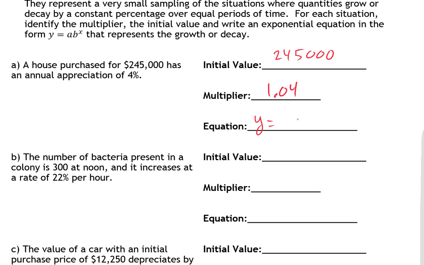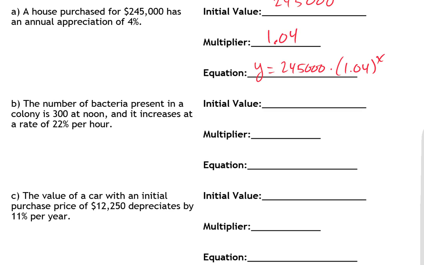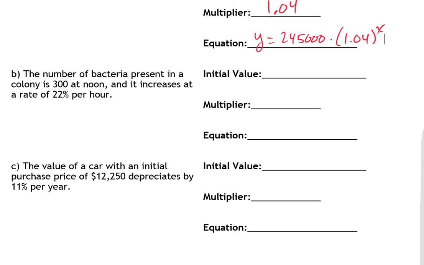Excellent. Thank you. All right, next one. The number of bacteria present in a colony is 300 at noon, 12 o'clock, and it increases at a rate of 22% per hour. First of all, what's my initial value? 300 of the little bugs. What's my multiplier? Excellent, because it's increasing by 22%. And then what's my equation?